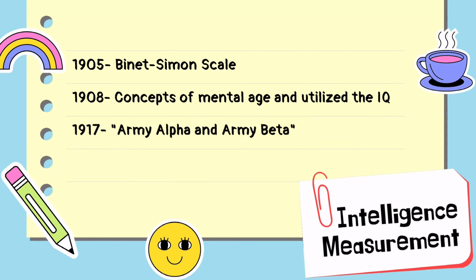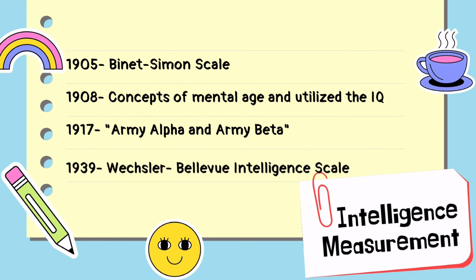1917, the Army Alpha and the Army Beta, the first group intelligence tests, devised during the First World War through the cooperative efforts of Yerkes, Yoakum, Whipple, and Otis, were published. 1939, the Wechsler-Bellevue Intelligence Scale, another individual intelligence test, was published.